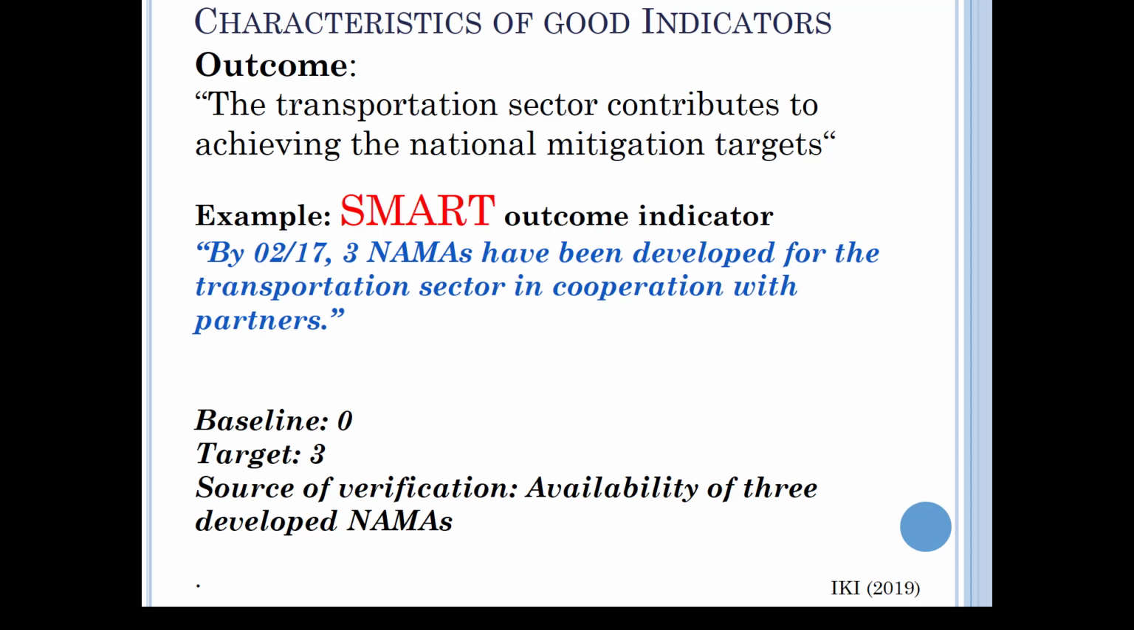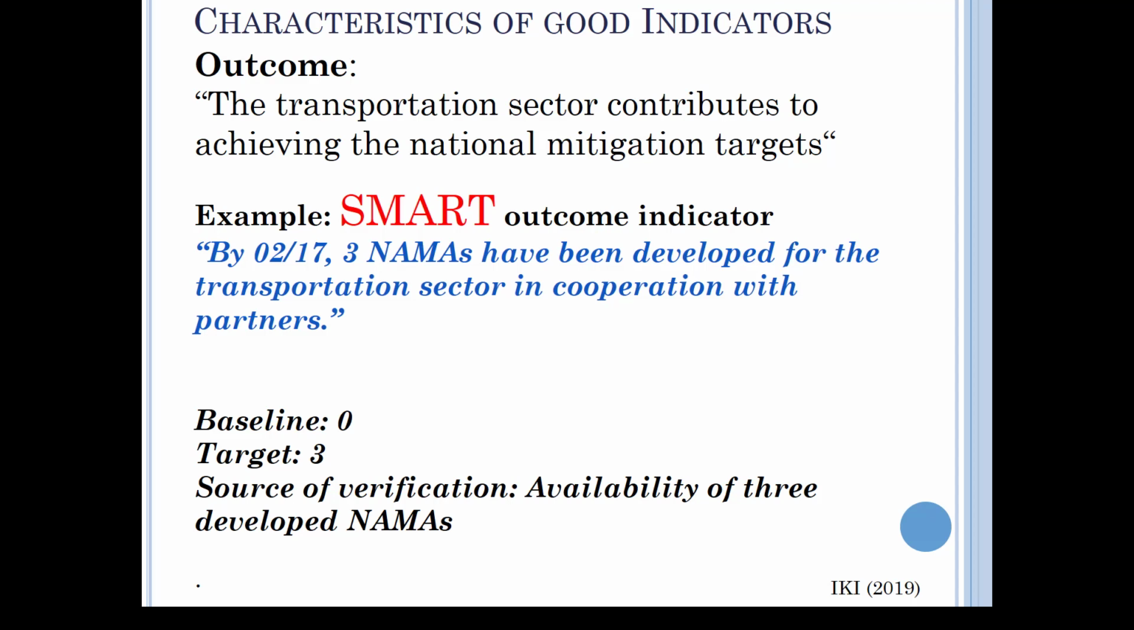Now you have a formulation of, finally, a SMART formulation of the outcome indicator. By February 2017, 3 NAMAs have been developed for the transportation sector in cooperation with partners. So it is specific, you are exactly denominating what you are measuring. It is measurable because it gives you a number which you can compare with. 3 NAMAs, it is achievable. 3 NAMAs for a sector of the economy are quite reasonable. It is measurable as well. You can measure at the end of the period that was given.